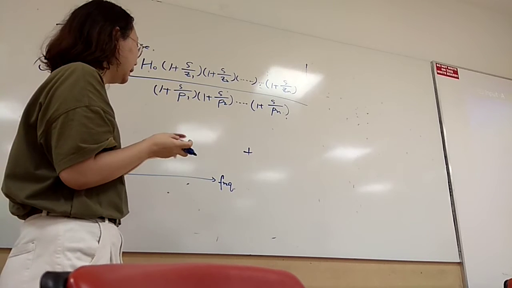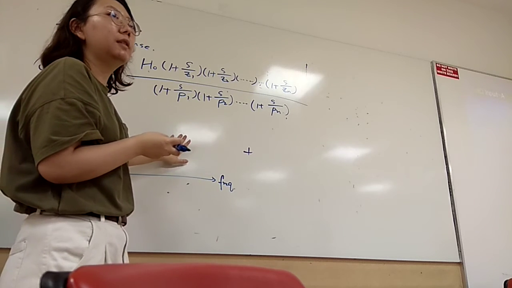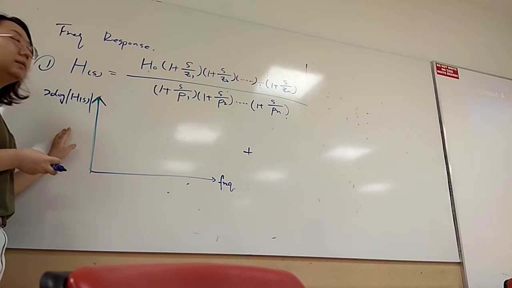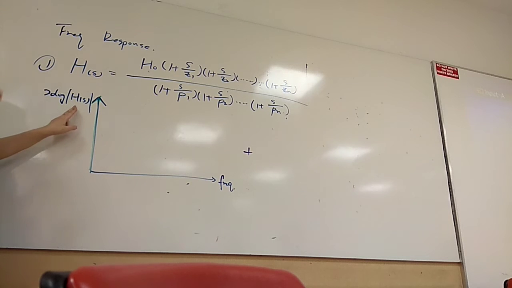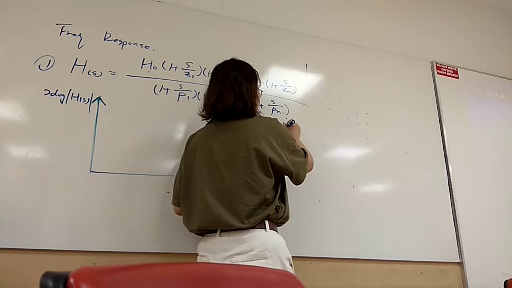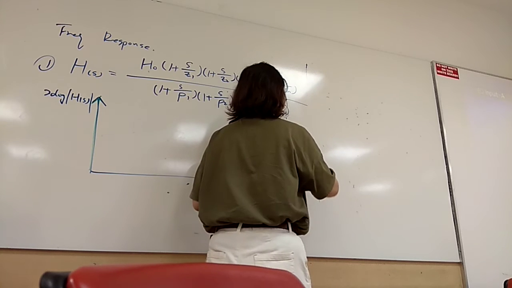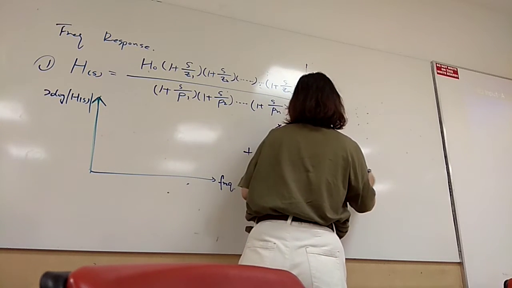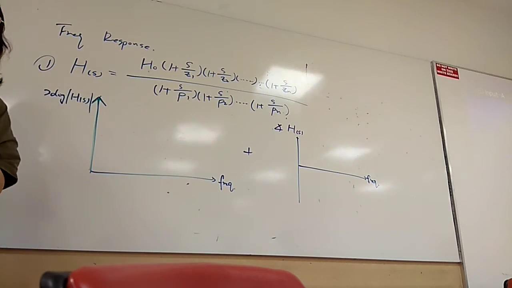So what you are going to do is plot the magnitude of the transfer function and the phase of your transfer function. This one is the magnitude because we are taking the modulus. And usually we will plot this magnitude in the log scale, so it will be 20 log the magnitude. And if you are going to plot the phase, that's the phase plot. That means the y-axis is the phase of your transfer function.